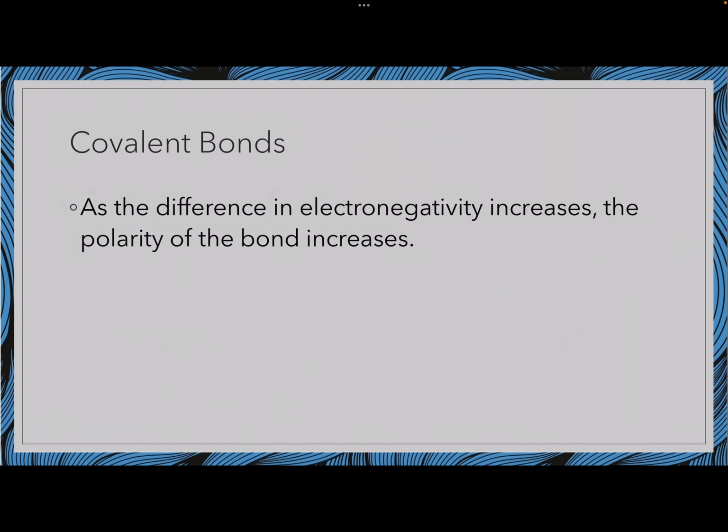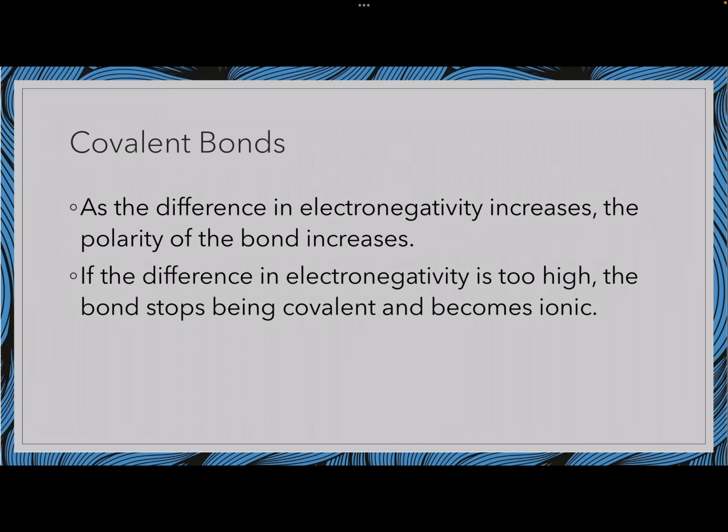As the difference in electronegativity increases, the polarity of the bond increases. If the difference in electronegativity is too high, though, the bond stops being covalent and we just get an ionic transfer. So rather than having this sharing, if that difference in electronegativity is too high, it just rips it off and that's the end of it.